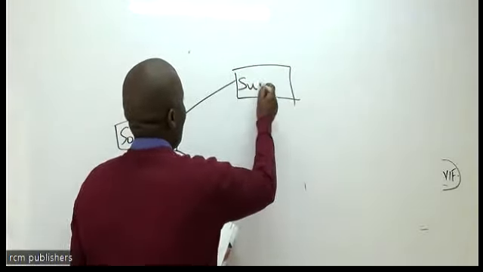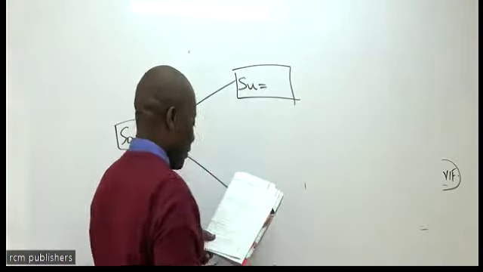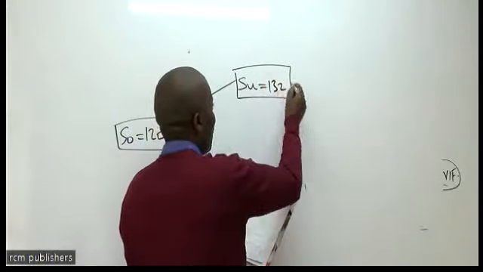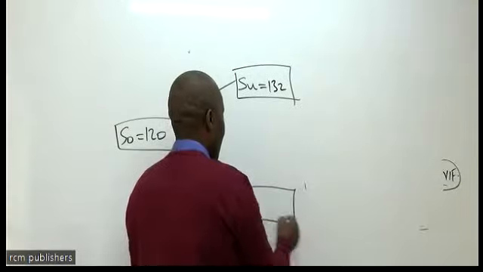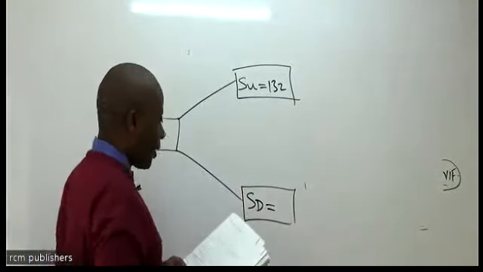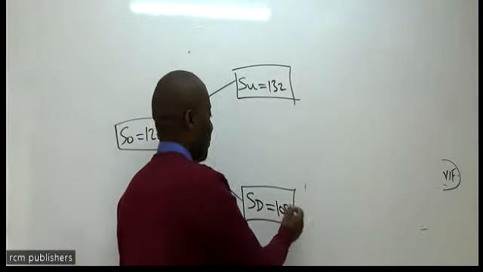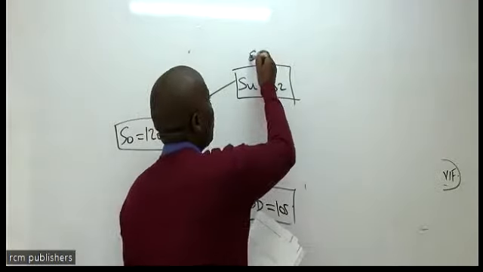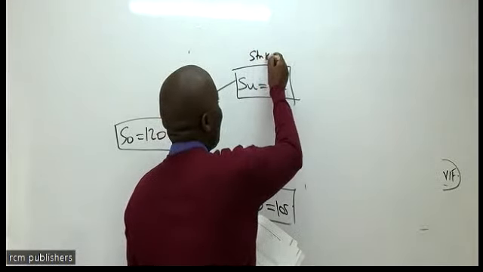We have got stock price upward. If things are okay, upward there, after 1 year it will be worth 132. And then we have in this case S down, so less than 120, down. It will be 105. And then they have given us the strike price.